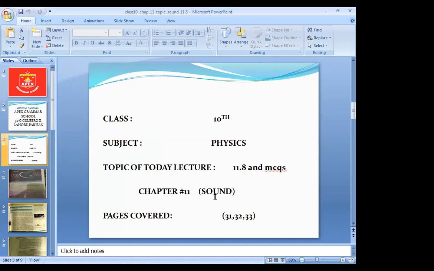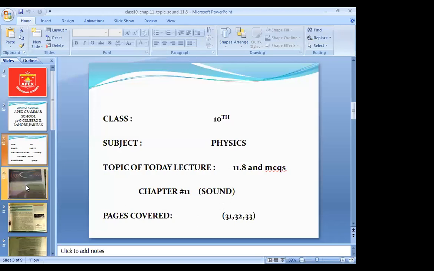Chapter number 11 we are doing, that is related to sound. This is the last topic of this chapter, and this is 11.8 ultrasound. I repeat, this topic is on page number 31 of your 10th class physics book. If you open it to page number 31, you will find this topic, ultrasound.